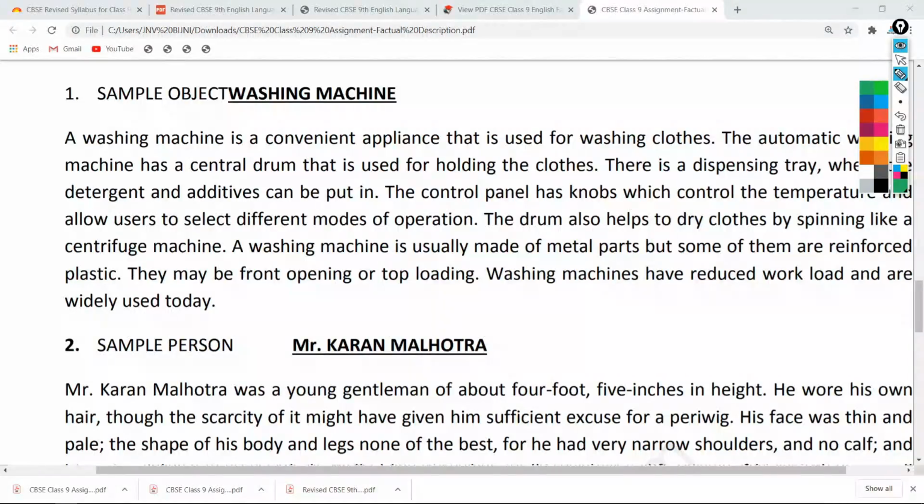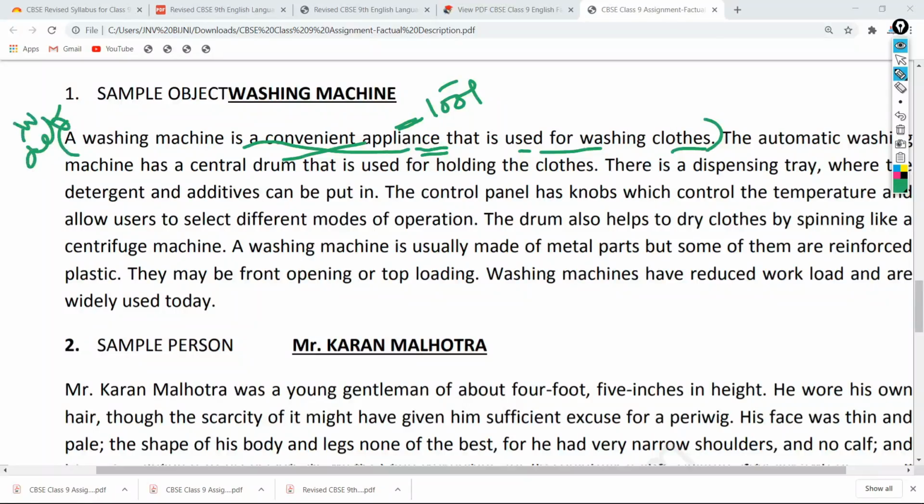Washing machine. Suppose you are going to write a paragraph on the washing machine. Then you write in this manner: A washing machine is a convenient appliance. Here you are giving the definition of the particular object. Appliance means the tool that is used for washing clothes. That means in this part you are answering the WH question: what is a washing machine?